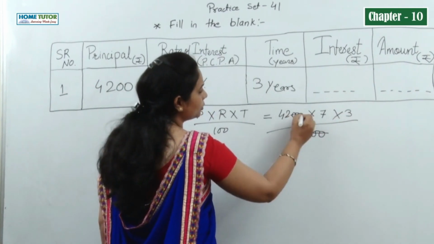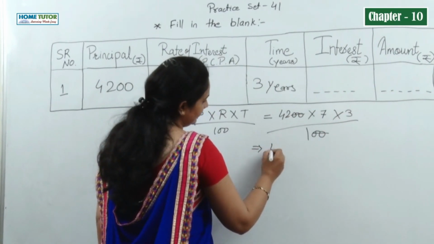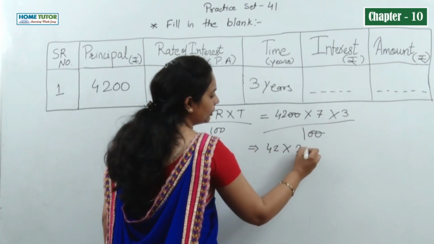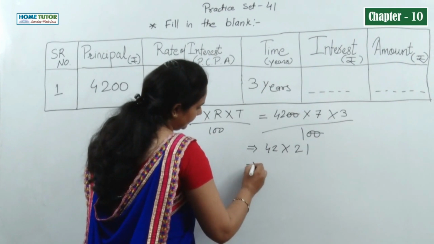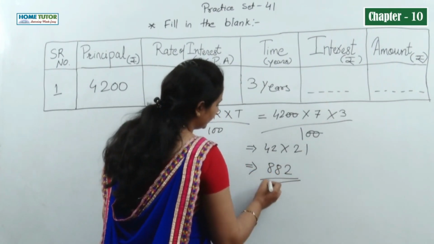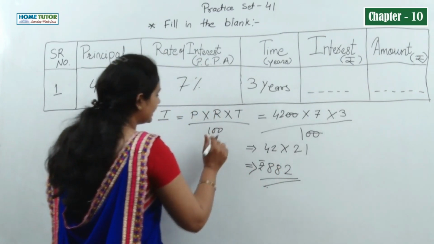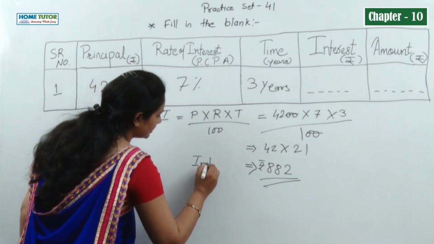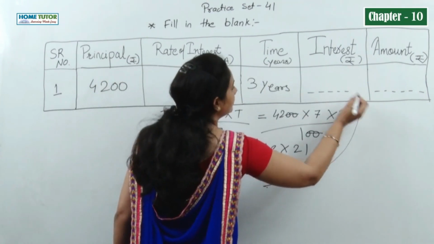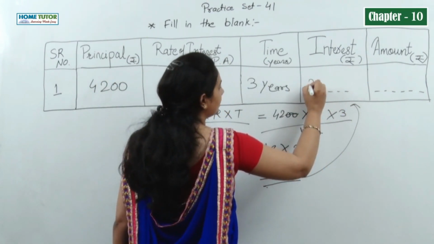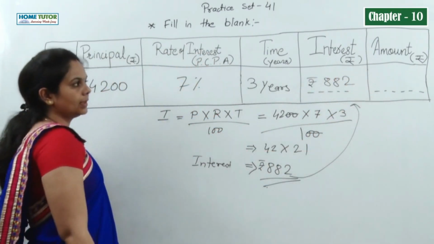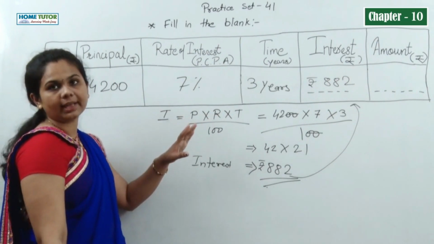So we'll cancel out 2 zeros. We'll get 42 multiplied by 7 threes are 21 is equals to 882 rupees. So this is your interest. So it will go here. So the answer is rupees 882. Now next क्या find out करना है हमें?